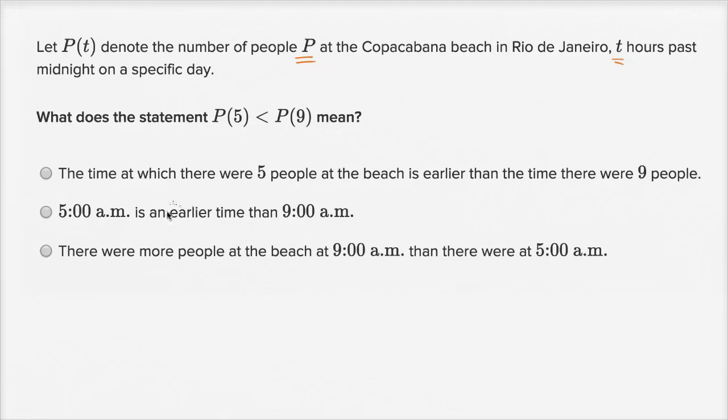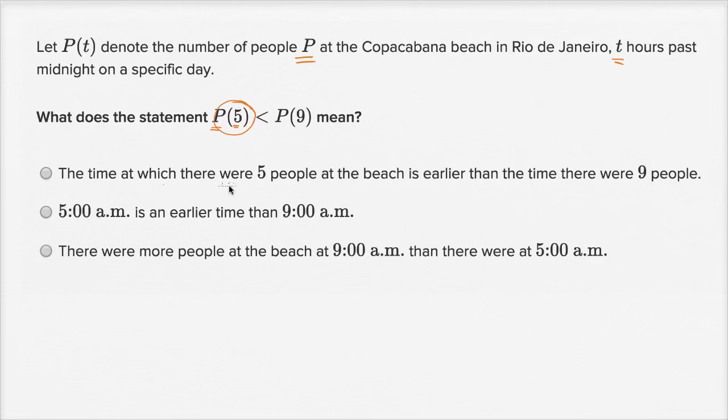So before I even read this, let's think about this. This is the number of people 5 hours past midnight on a specific day. So this is saying that the number of people 5 hours past midnight is less than the number of people 9 hours past midnight at Copacabana Beach. So let's look at these choices.